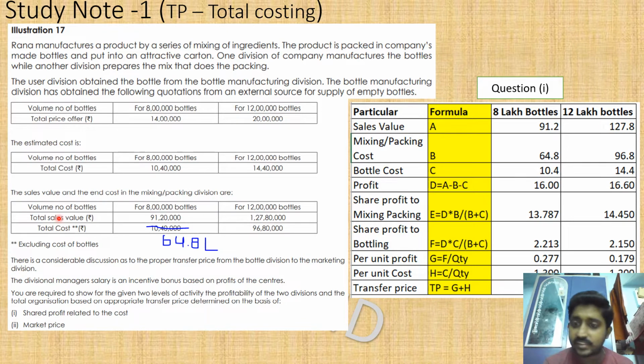Okay, so now the sales value is given, which means the bottle goes to the mixing and packing division, where the mixing of ingredients happens, filling of ingredients happens, and the packing into the carton box will happen. So the total sales value of that end item is 91.2 lakhs for 8 lakh bottles, and 1.278 crore for 12 lakh bottles.